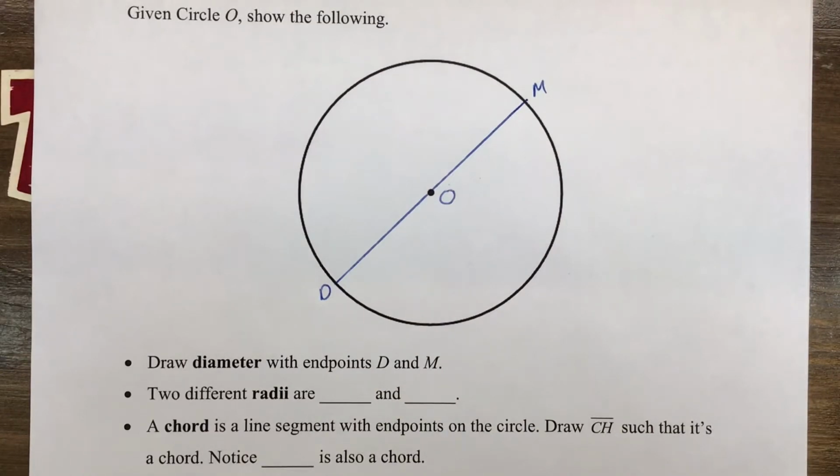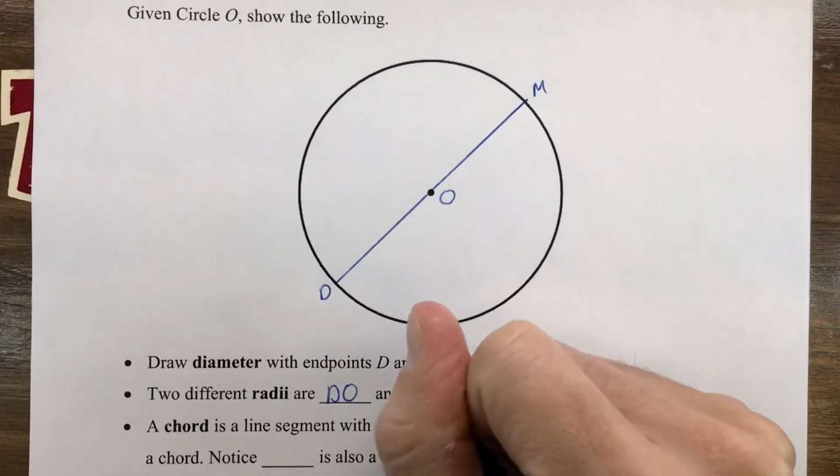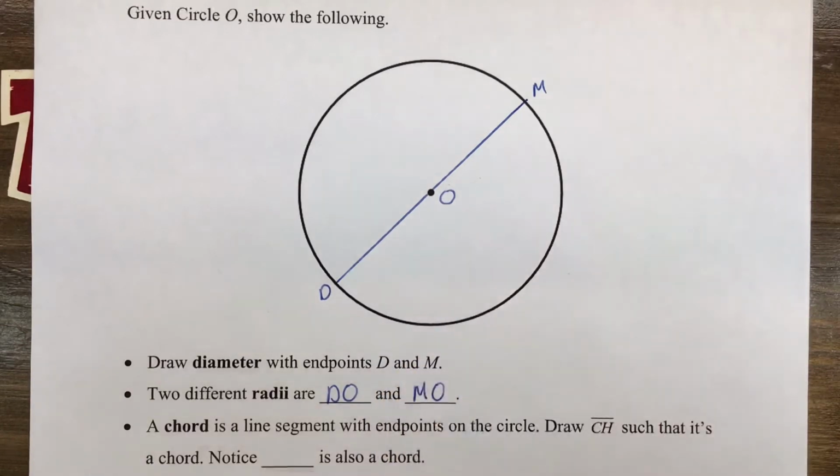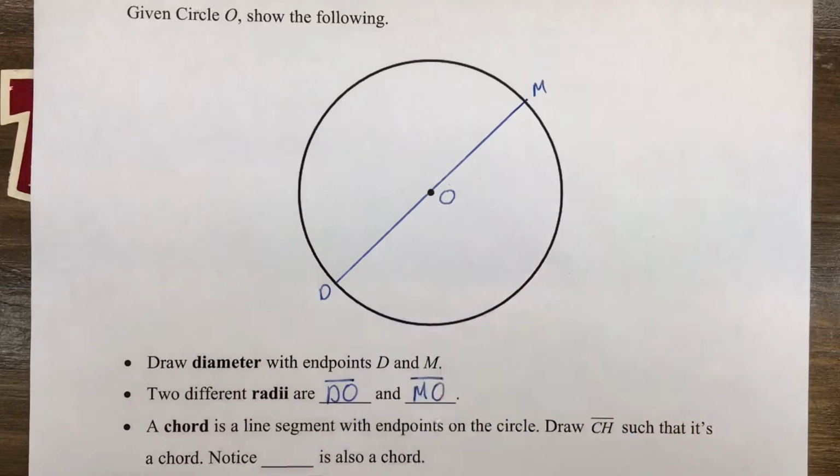Based on that, we can identify two different radii. Radii is just going to be the plural form for radius. A radius is going to measure from the center to the edge. So we have DO. We've also got MO. What I'm going to do is go ahead and put line segment symbols on top of those.